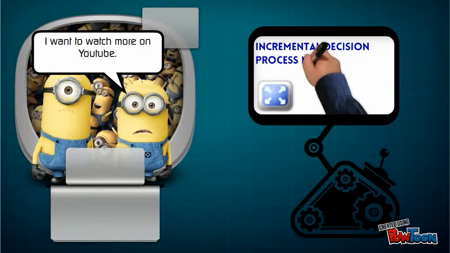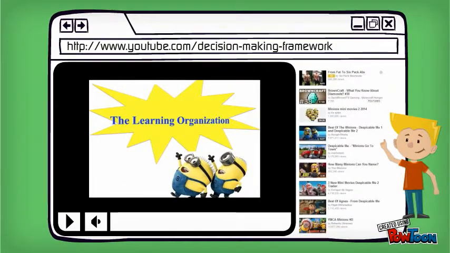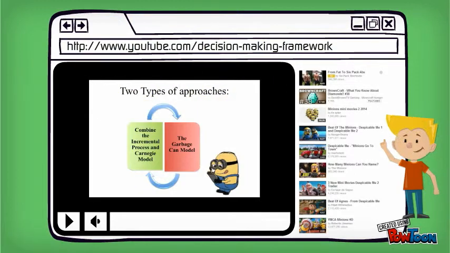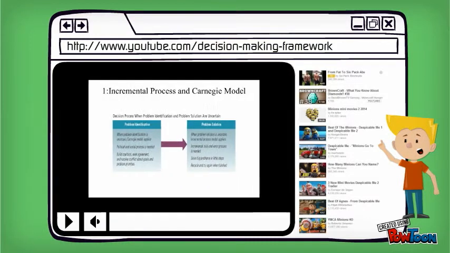I want to watch more on YouTube. The third organization decision-making model is the learning organization. There are 2 types of learning organization approaches. The first approach is combining the incremental process and the Carnegie model. The other approach is the garbage can model. These are the processes for the incremental process and Carnegie model.